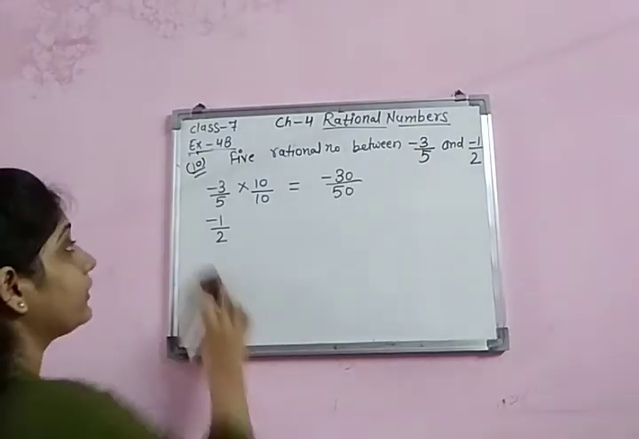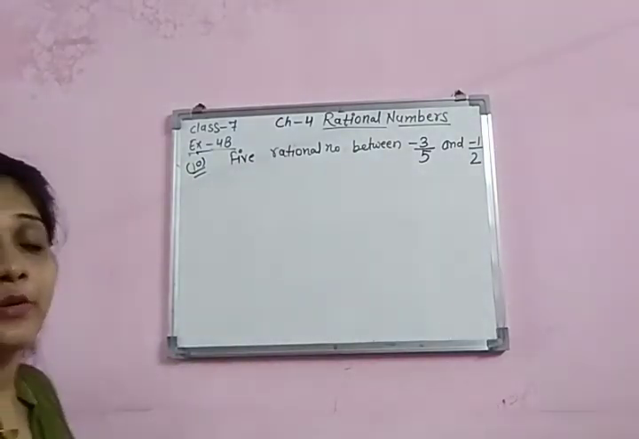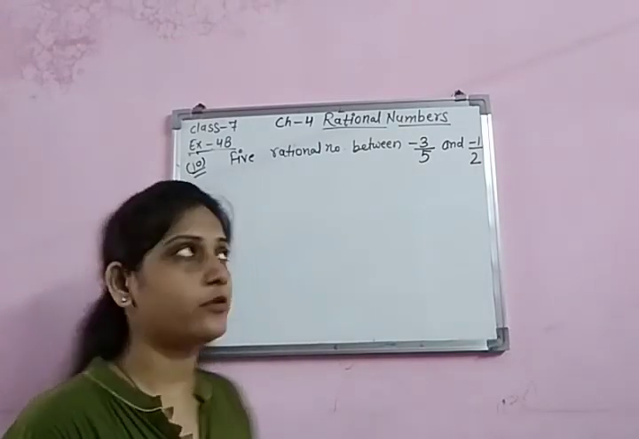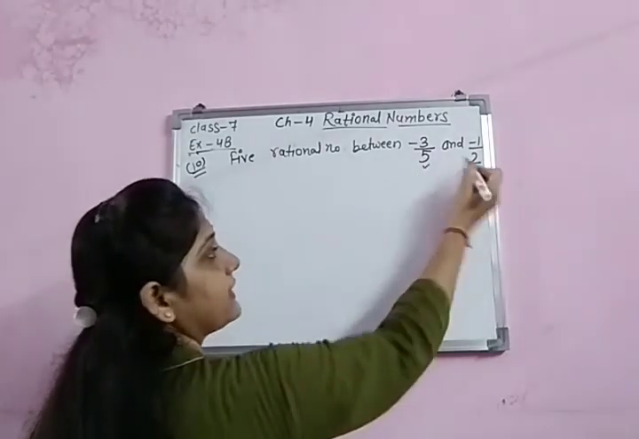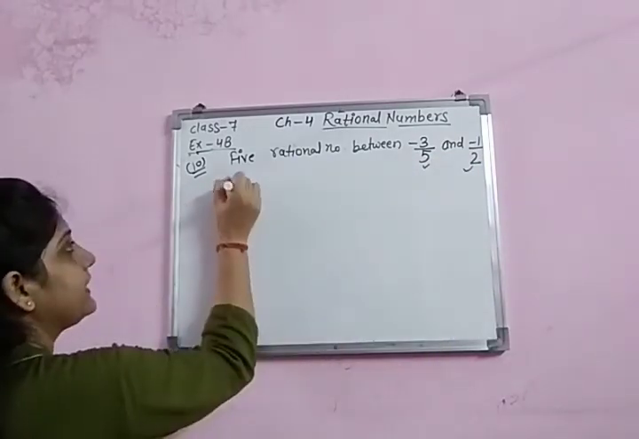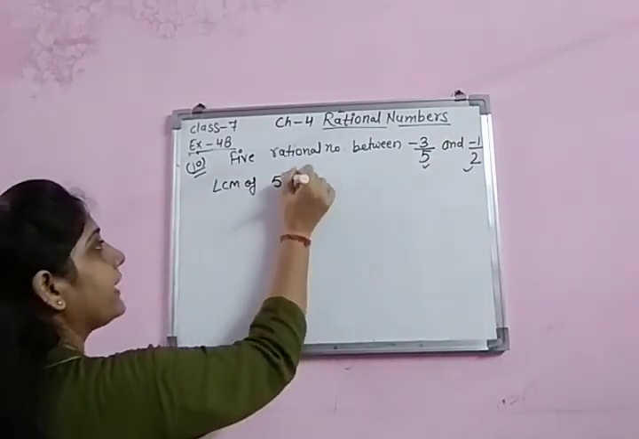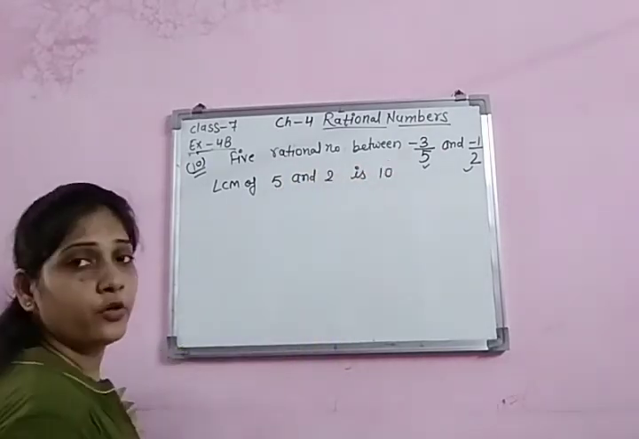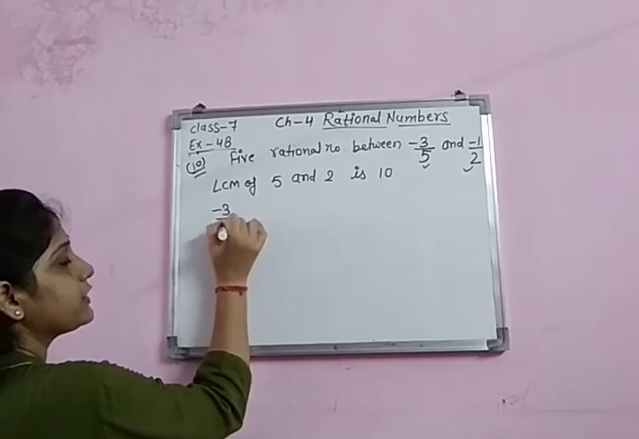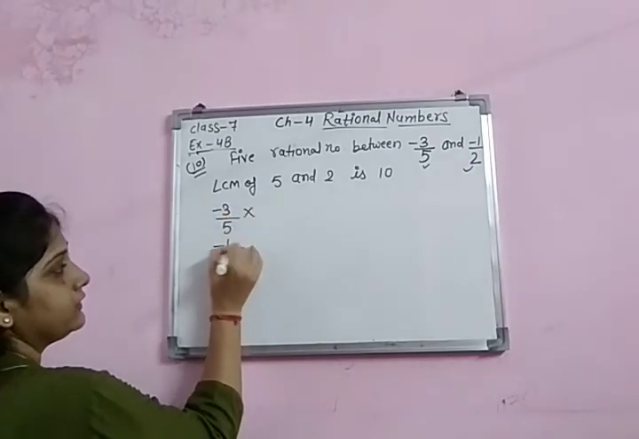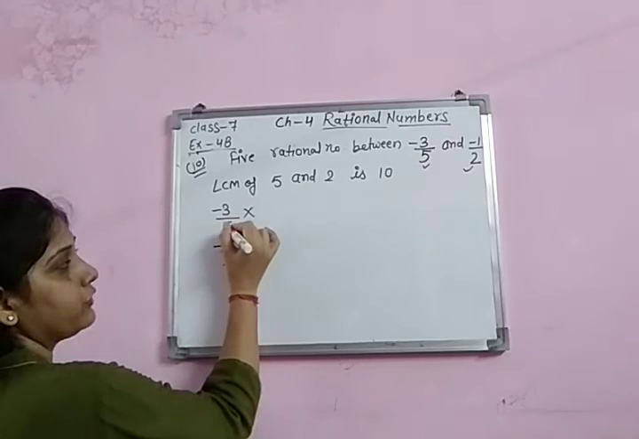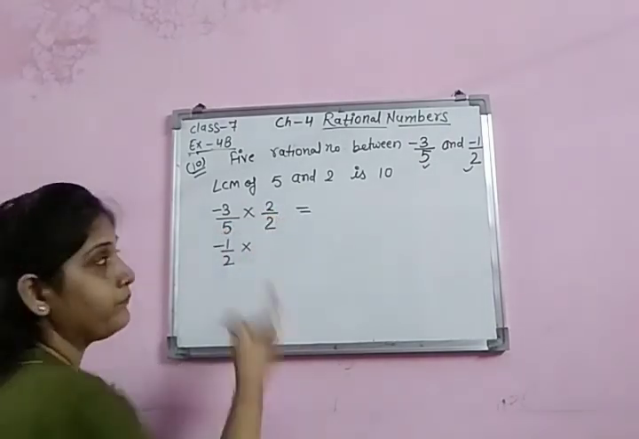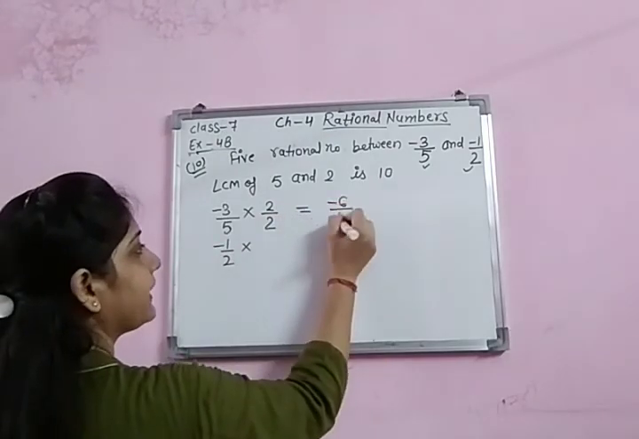One more thing, children. Sometimes it happens that you are not able to think by which number we have to multiply. So in that condition, take the LCM of the denominators. The LCM of 5 and 2, what will it be? 10. So our purpose is to make the denominator 10. You have to make its denominator 10. So 5 we will multiply by what? By 2 only. So minus 6 by 10.